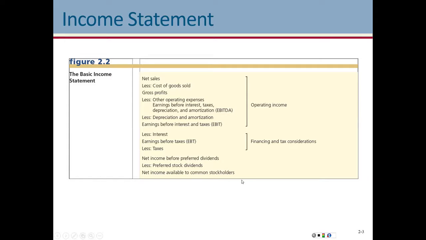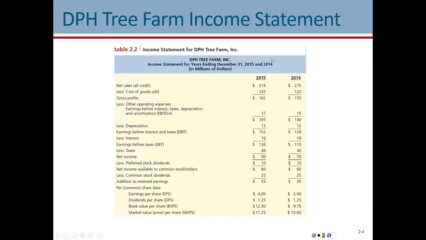That is not bad per se. You can be a residual claimant in Walmart and get a lot of money, right? So this is basically an income statement. You can see this example in your book.